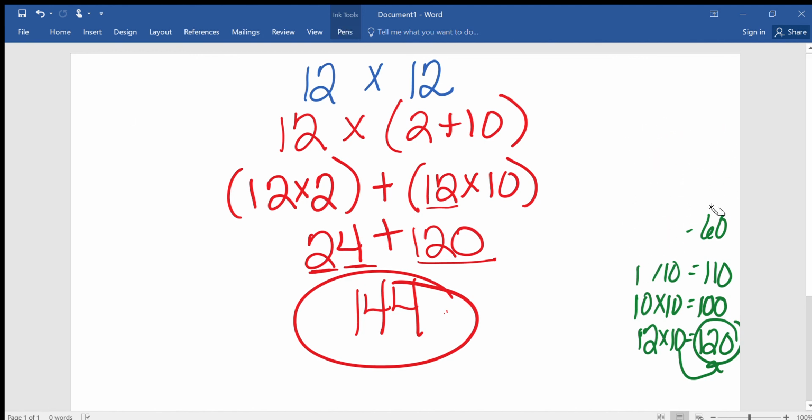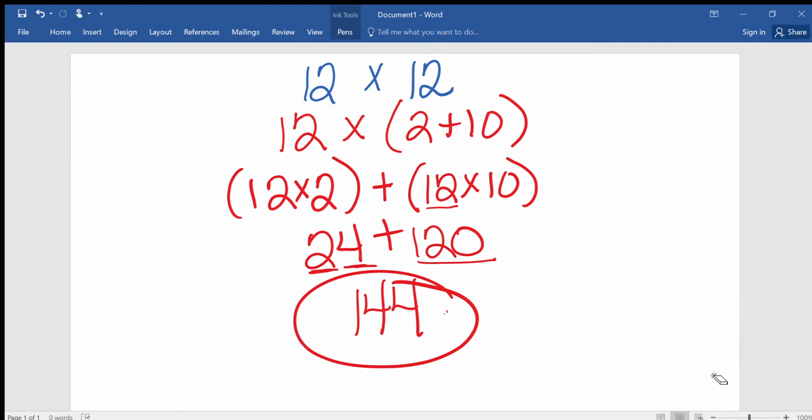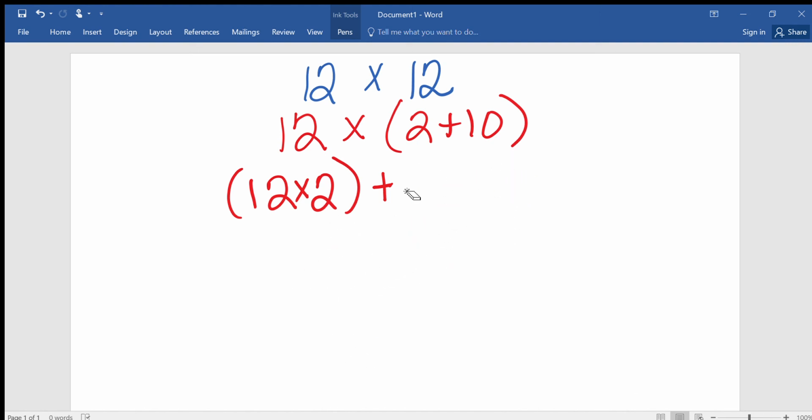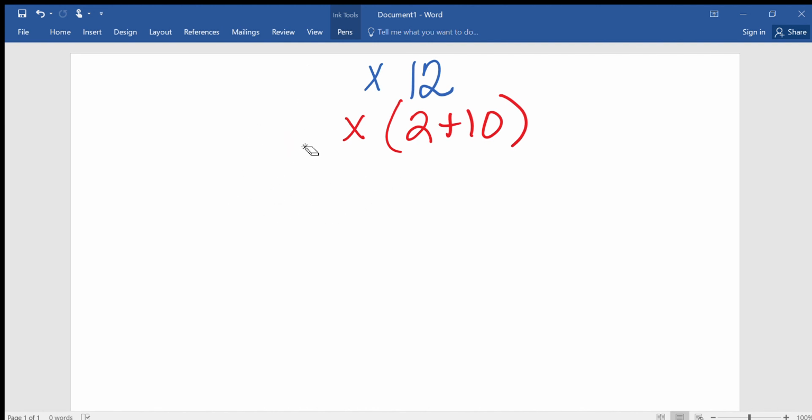All right, in your file for math today, you're going to see some PDFs with some problems. I want you to practice using distributive property to solve these problems, even if you already know the answer to the problem.